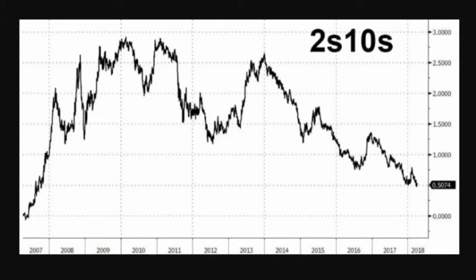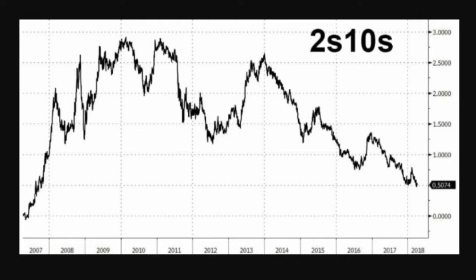And one reason that the yield curve may be flattening is that people expect inflation to decrease, or in this case, it's because the Federal Reserve has been raising interest rates. And this chart here you're looking at is what's called the 2s and 10s. And it's simply a measurement of the difference between the yield on the 2-year and the yield on the 10-year.